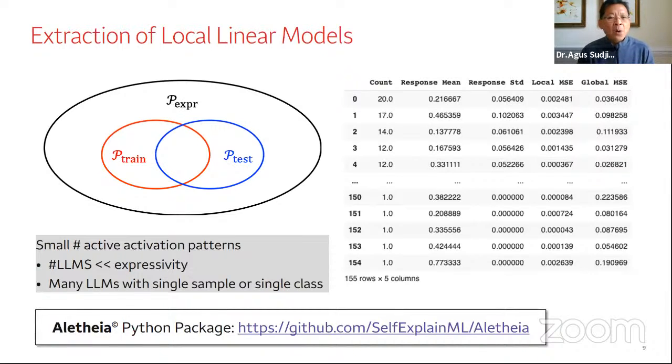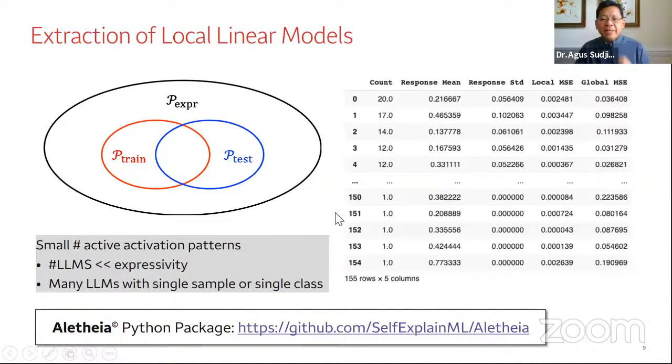Here is the thing as well. Many local linear models only have a single sample, or a single class in a classification problem. If you have a linear equation, this is from your regression class, from basic statistics: if I have P variables, I need at least P plus 1 observations to get a good regression equation. In a network, it's not like that. Many locations only have a single sample, so those are less reliable.